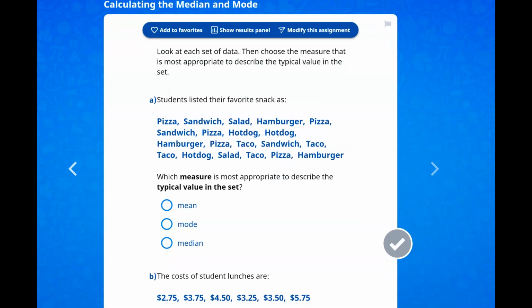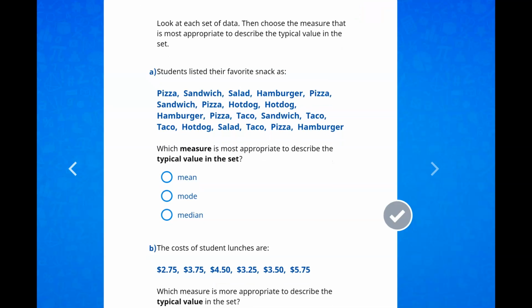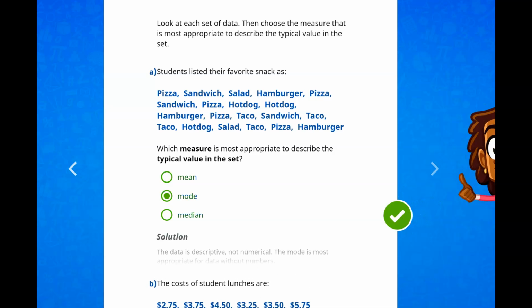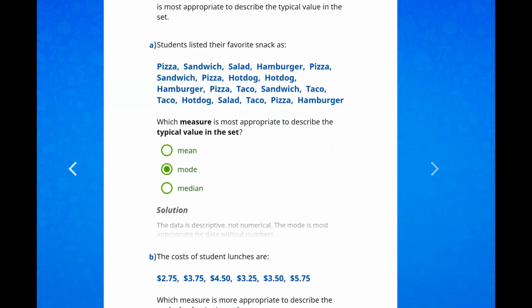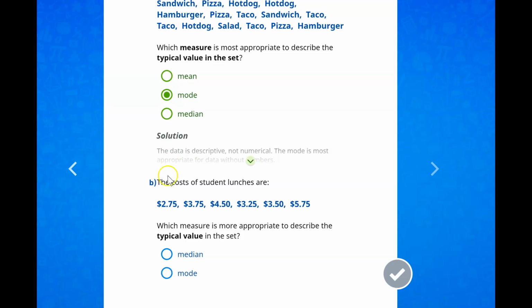So it says, look at each set of data. The students had their favorite snack. In order to find out the favorite, you want to figure out, okay, which one occurred the most. So you're looking at your mode there on that one. That's always what happens when we vote for stuff. We're always looking for the mode, which one occurs the most. And then the cost of student lunches are these. What's the typical value here? We're not looking for a mode here. If it's a typical value, that can be higher or lower. We're looking for the middle. So that's the median on that one. All right, so that's it.